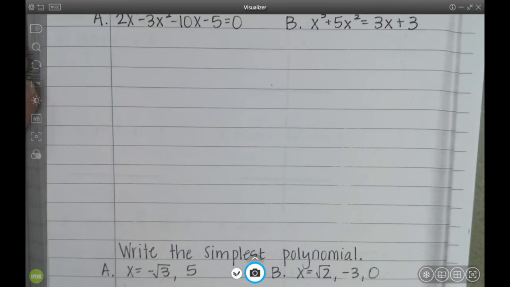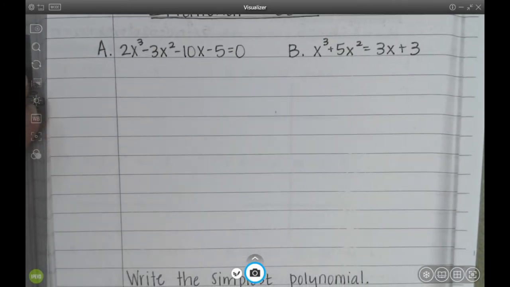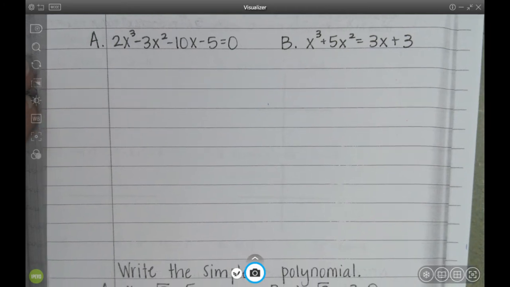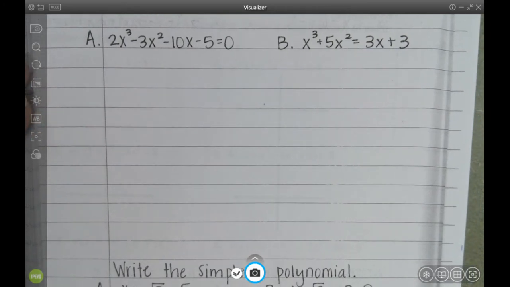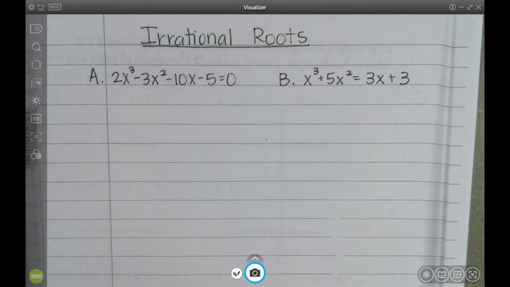Oh, okay, now we're on page 67. It says irrational roots. I thought it said fraction. You're going to wish it was fractions.